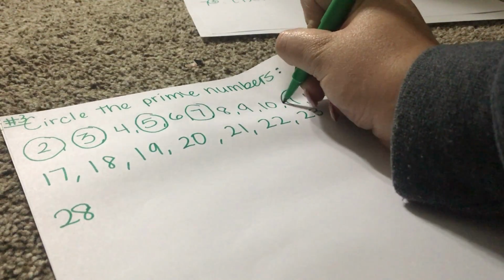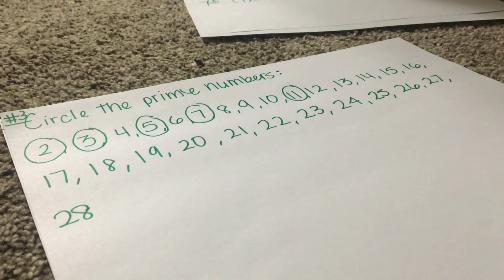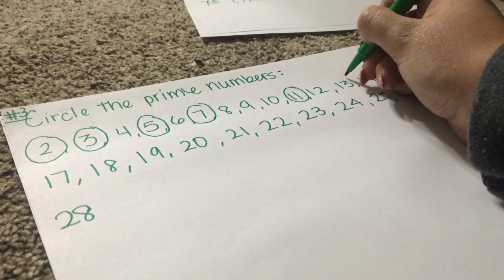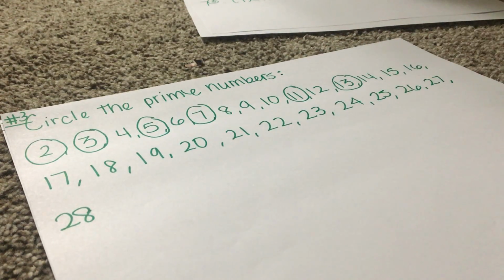However, 11 is a prime number because you can only multiply by 11 times 1 to get 11. 12 is not a prime number because you can multiply 6 times 2, 2 times 6, and 12 times 1 to get 12. 13 is a prime number because you can only multiply 13 times 1 to get 13. 14 is not a prime number because you can multiply 7 times 2, 2 times 7, and 14 times 1 in order to get 14.